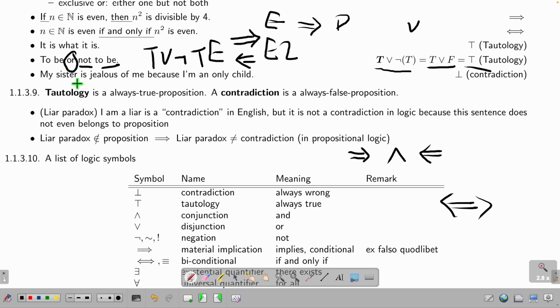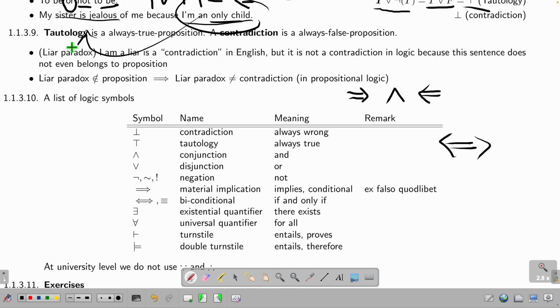Don't worry. My sister is jealous of me because I'm the only child. This is a contradiction because if I'm the only child, I have no sister. This shouldn't exist. If my sister exists, then this sentence is false. If this part is true, then this part is false. So it's always false. Then it's a contradiction.